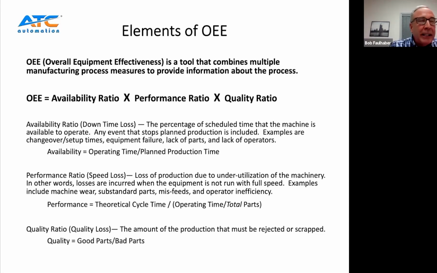So let's talk about the availability ratio. It's also known as the uptime ratio. This is the amount of time that the line is actually running compared with its available time. So it gives you a ratio of the uptime. It'll be in the form of a percentage. And these ratios can be in the high to mid 90% range.